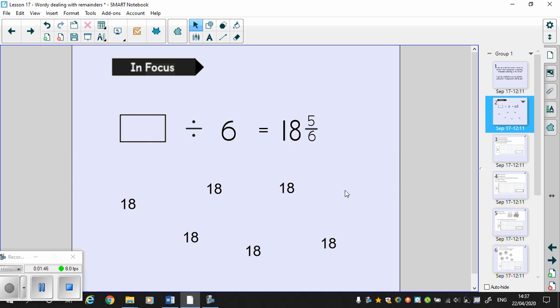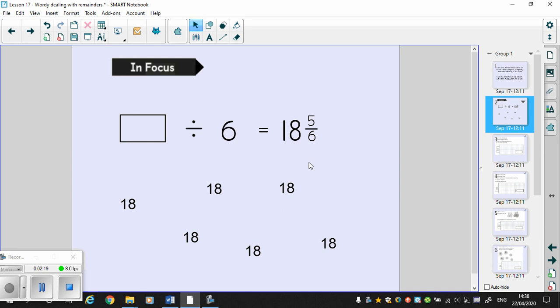So what we could do is we could say that those 6 people have got 5 little pieces of sweet each. So 6 lots of 5 is 30. They have 30 little pieces of sweet altogether. 30 over 6 would be 30 divided by 6. That would make a grand total of 5 extra sweets.